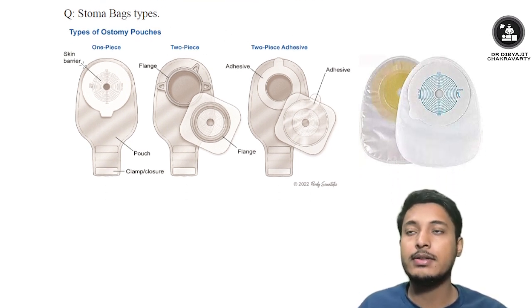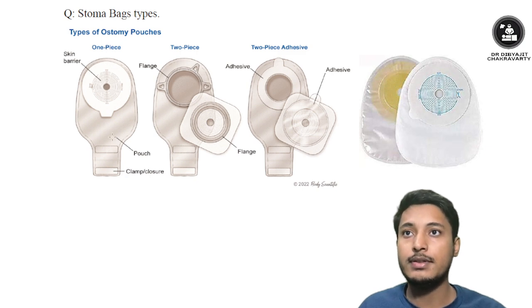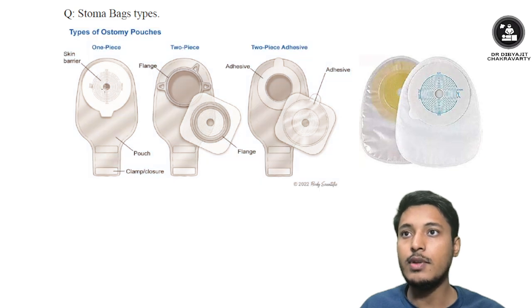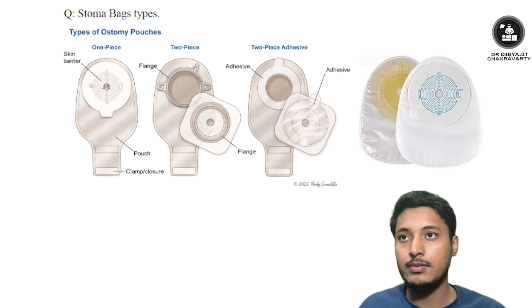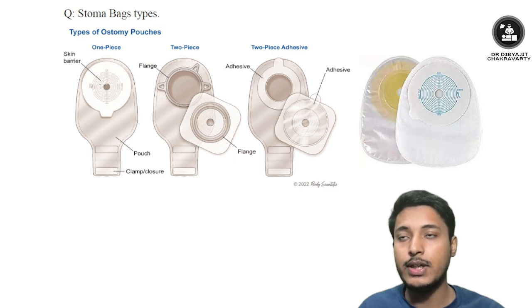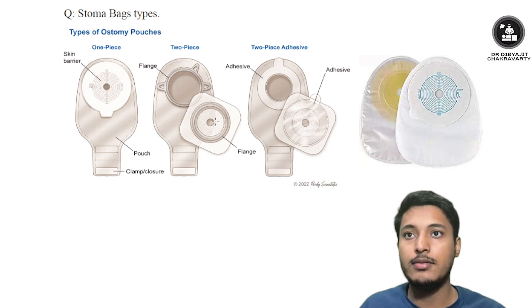Types of stoma bags. Here we can see the one-piece stoma bag, where there is a clamp or closure here, from which the content can be exteriorized. And in this hole, we can make it of desirable size as per the stoma size, and then we can apply it directly onto the skin. But in this two-piece system, there is an adhesive, and this is a separate piece, and the flange is a separate piece.